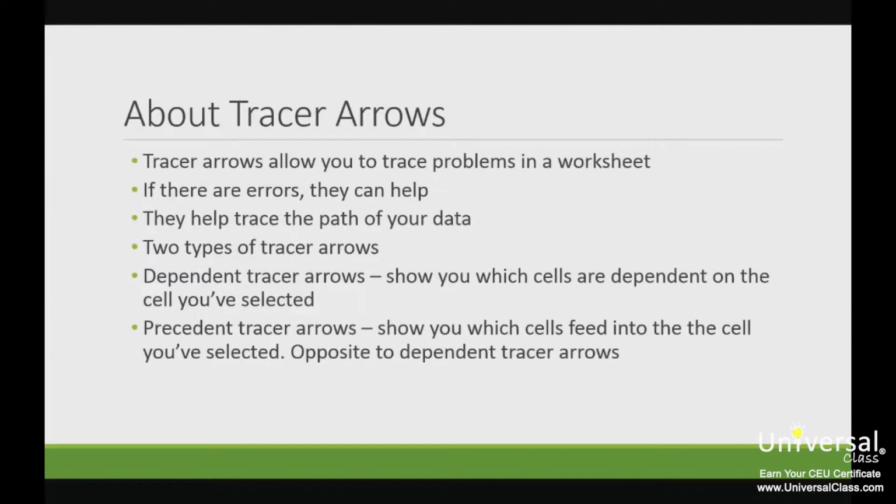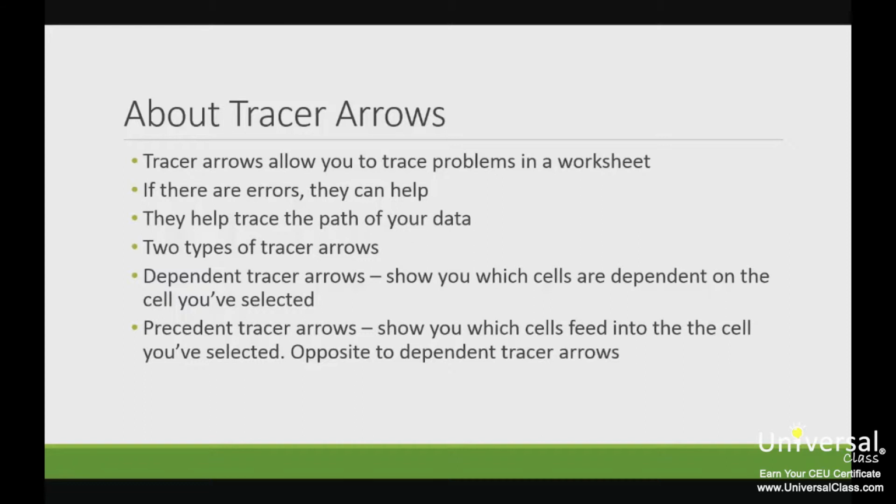Tracer arrows allow you to trace problems in a worksheet. If there are errors in formulas or things aren't working as they should within your worksheet, tracer arrows can help you find the problem. They do so by helping you trace the path of your data. Tracer arrows show you how data in one cell is connected to data in other cells. In Excel 2013, there are two types of tracer arrows. Dependent tracer arrows show you which cells are dependent upon the value in the cell you've selected. They show you the cells that come after the cell you've selected and are dependent on the data from the cell you've selected.